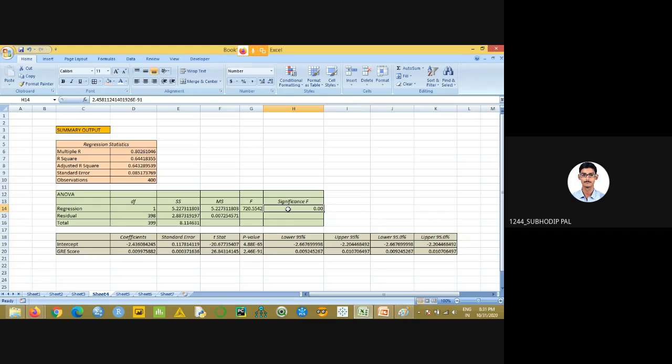Okay. Now another thing we have to calculate: R square and adjusted R square. These three things we can calculate manually.